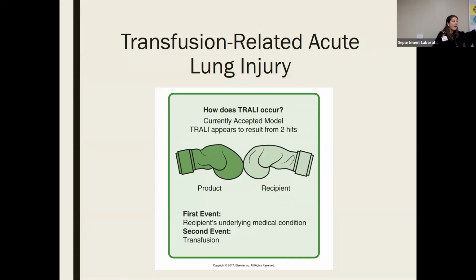And you guys remember at the beginning of this lecture, I said that TRALI is now one of the leading causes of transfusion reactions in blood bank. Because remember, febrile non-hemolytic used to be, but now we're leukoreducing products, so that has drastically decreased. So when there is a transfusion reaction, TRALI is the cause now.